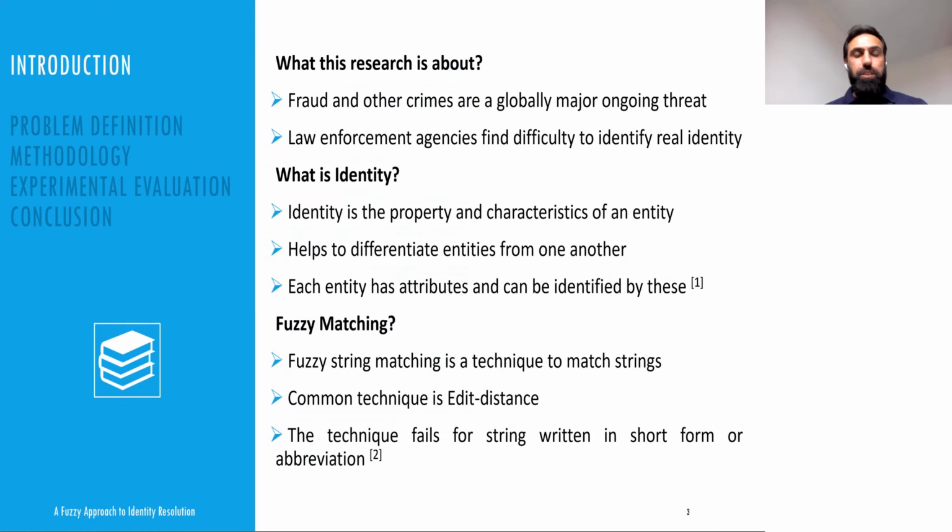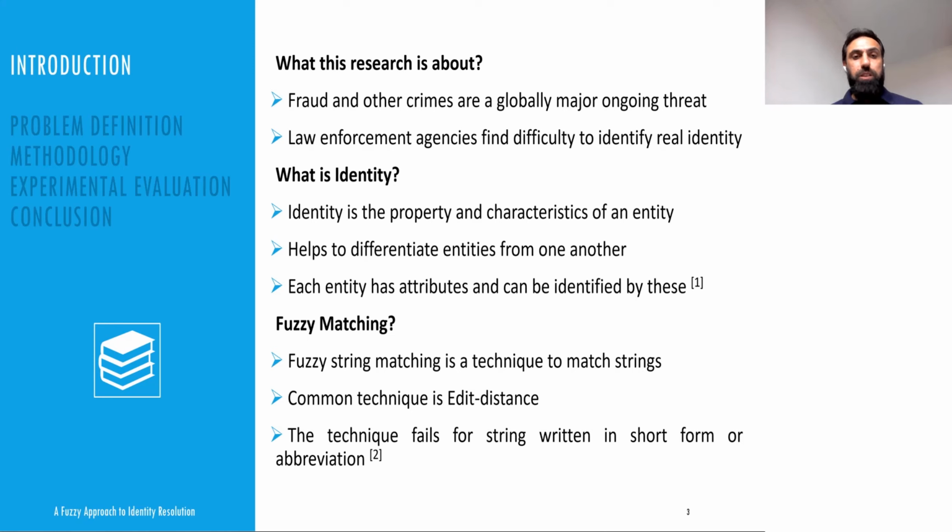What is this research about? In big data, it's a very difficult task for law enforcement agencies to match real world identities. And with the passage of time, the data increases and it becomes more and more difficult for them to match the identities, especially when there is missing or incorrect information. But what is identity? Identity is a property or characteristic of an entity that differentiates one entity from another. And each entity has attributes that can be used to identify the entity.